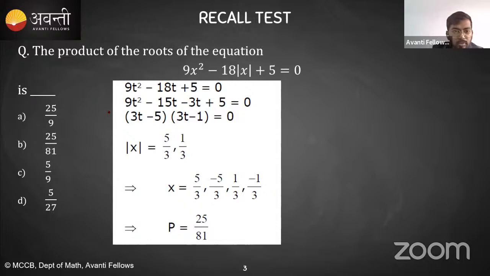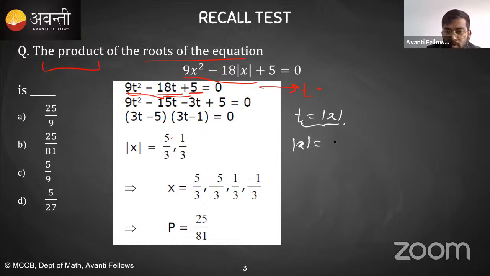All right, so what is the product of the roots of this equation? Here it is given to us that 9t square minus 18t plus 5. So here what we have done is we have assumed t to be mod x, right? And then we got two values: mod x equals 5 by 3 and 1 by 3.